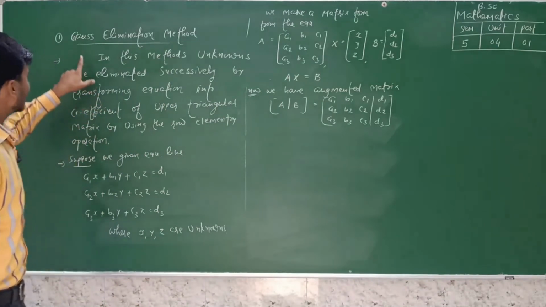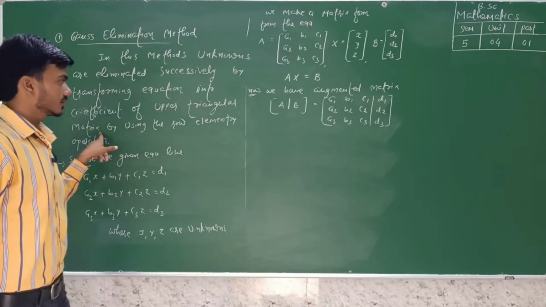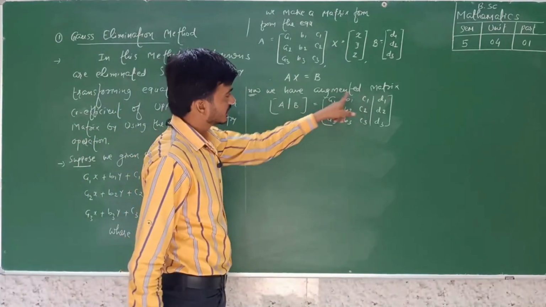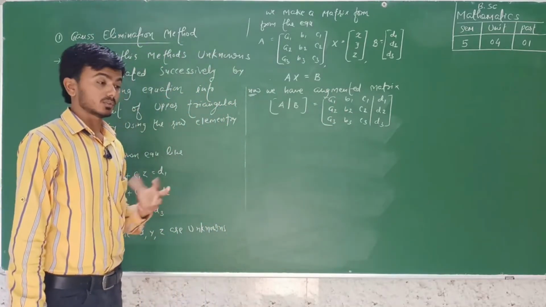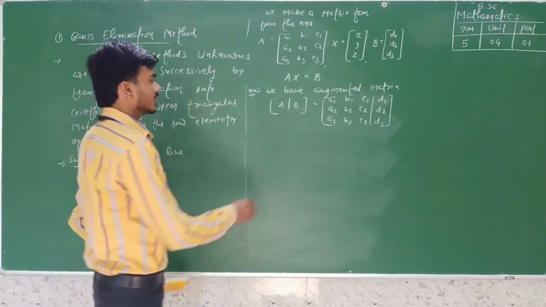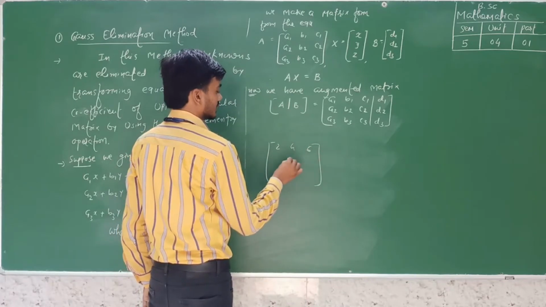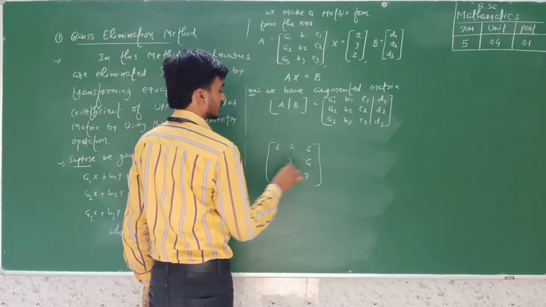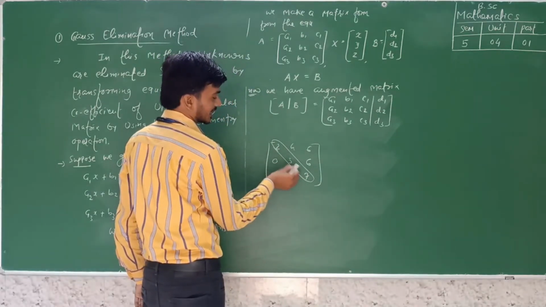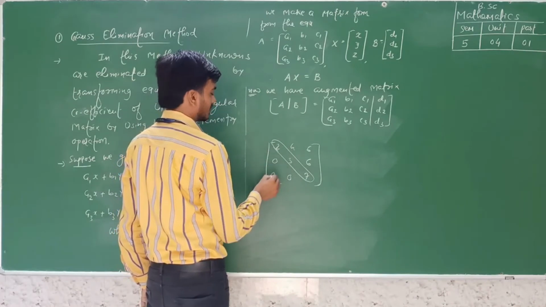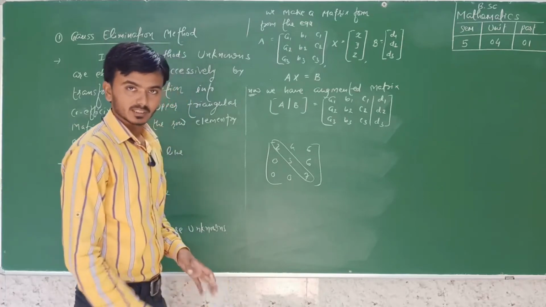In this Gauss elimination method, we try to make an upper triangular matrix. So this matrix can be transformed into an upper triangular matrix. So what is an upper triangular matrix? In an upper triangular matrix, the leading diagonal, suppose 2, 4, 6, 3, 7, 6, 0, 0 and 0. The elements below the leading diagonal are 0. So this is an upper triangular matrix.